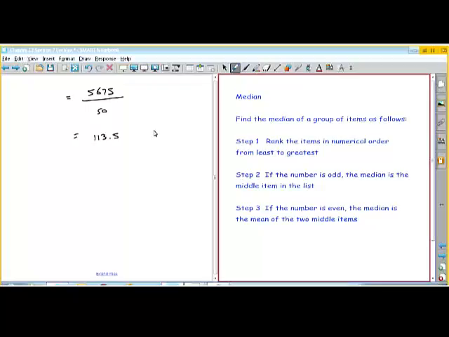So does anybody remember under what circumstances median is a better number to use versus mean? Right, so if you have a couple of outliers, they're not going to throw off your median that much, but they could throw off your mean a lot.